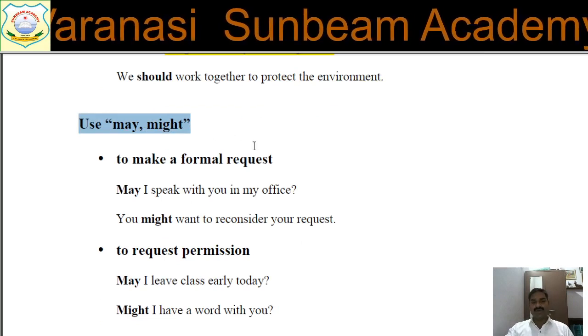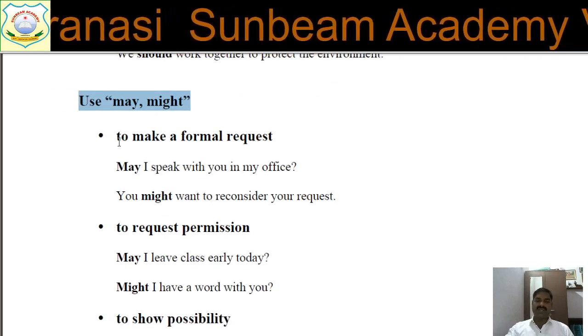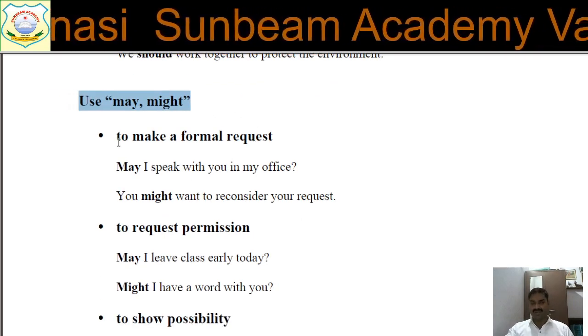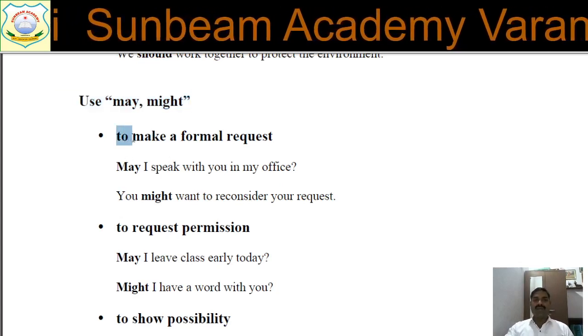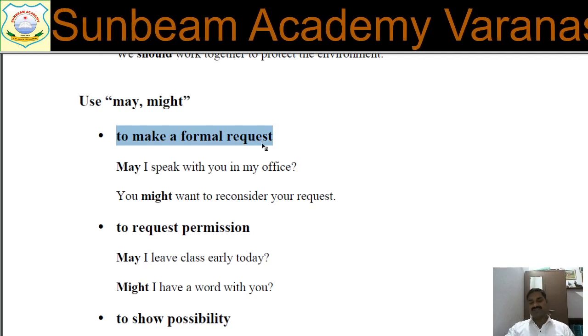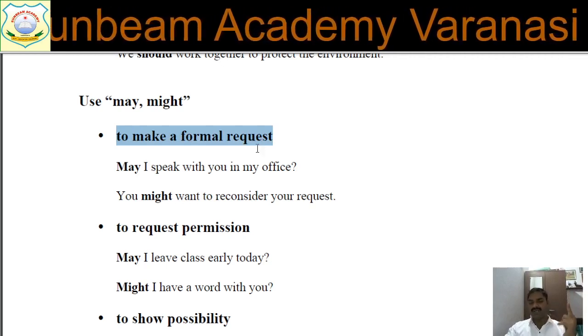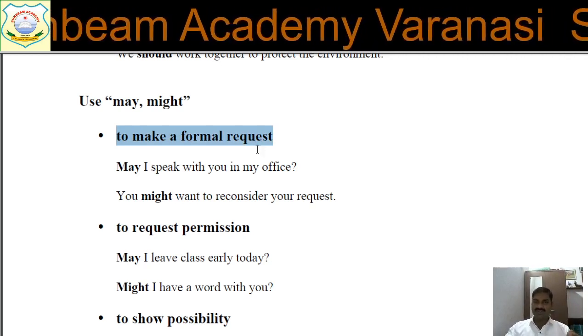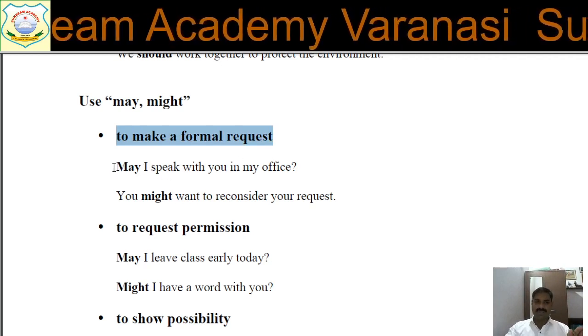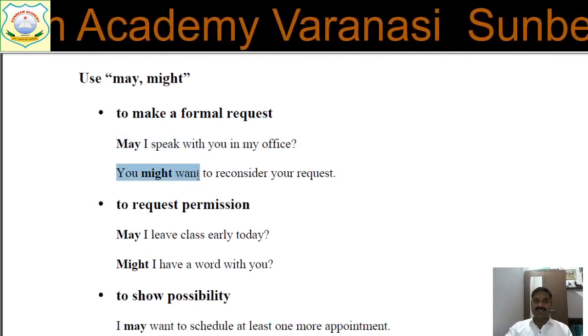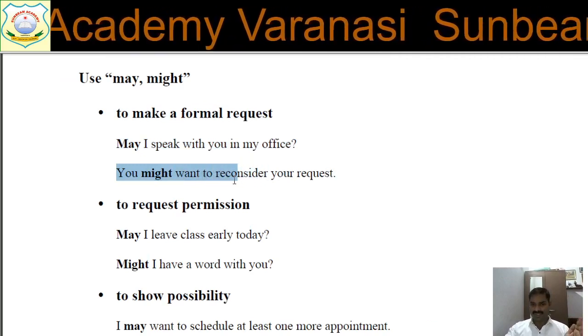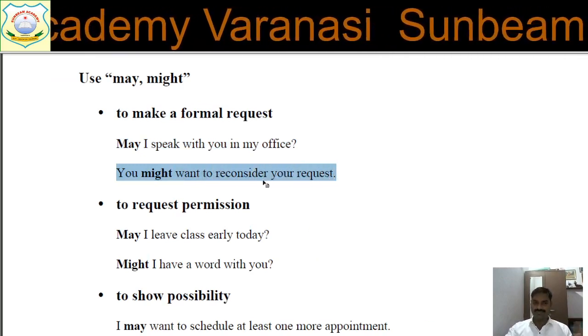Next is the use of may or might. Similarly, as you were using can or could, here may or might, but there is a bit of difference. See here, may is used to make a formal request. There, can was used to make an informal request. Here may is used to make a formal request. May I speak with you in my office? You might want to reconsider your request.